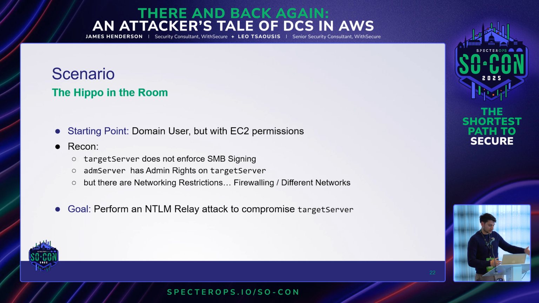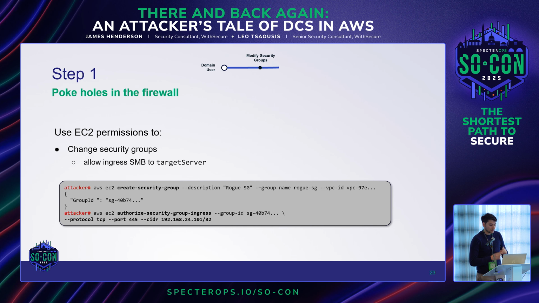And you've also found, maybe from your reconnaissance, that there's another computer who has admin rights to that target server. So putting A and B together, our mind goes to NTLM relaying. How can we possibly trigger a coercion attack with something like PetitPotam to get that elevated foothold and compromise a target server? But there are some network restrictions, like maybe strict firewalling, or maybe the target server is on a different VPC altogether. So our goal here is how to perform that NTLM relay attack to eventually compromise the target server. Now remember, because we have EC2 permissions, we can literally change the firewall setup of those systems.